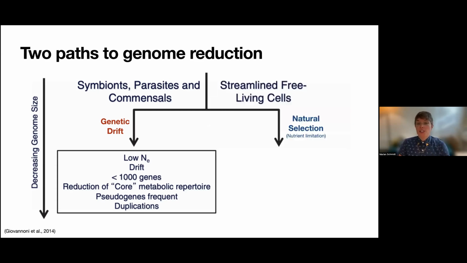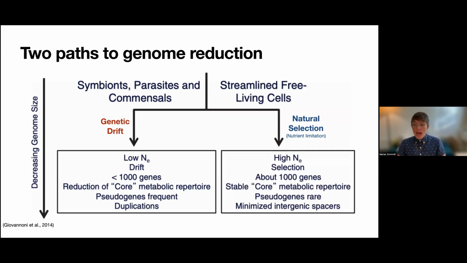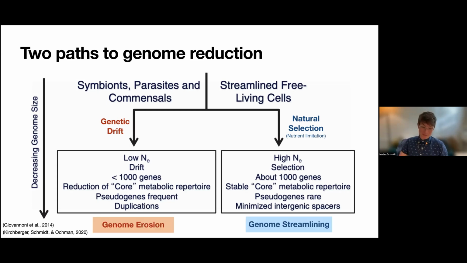The other path to genome reduction is streamlined free-living cells, and that's through natural selection due to nutrient limitation. This is because there are very high effective population sizes, so selection acts very efficiently, and they tend to not have fewer than 1,000 genes. There's a stable core metabolic repertoire, so they can survive on their own in the environment. Pseudogenes are rare because they would get deleted, since purifying selection can be very efficient. And that leads to very few intergenic spacers.